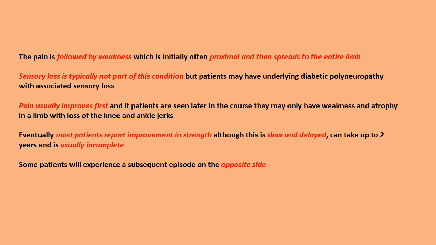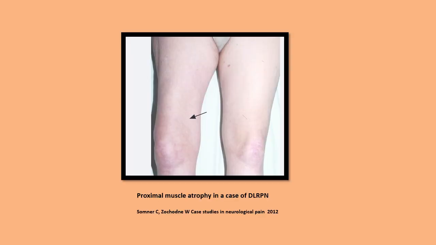Pain usually improves first, and if the patients are seen later in the course, they may only have weakness and atrophy in a limb with loss of knee and ankle jerks. Eventually, most patients report improvement in strength. Although this is slow and delayed, it can take up to 2 years and is usually incomplete. Some patients will experience a subsequent episode on the opposite side. This figure shows proximal muscle atrophy in a case of DLRPN.